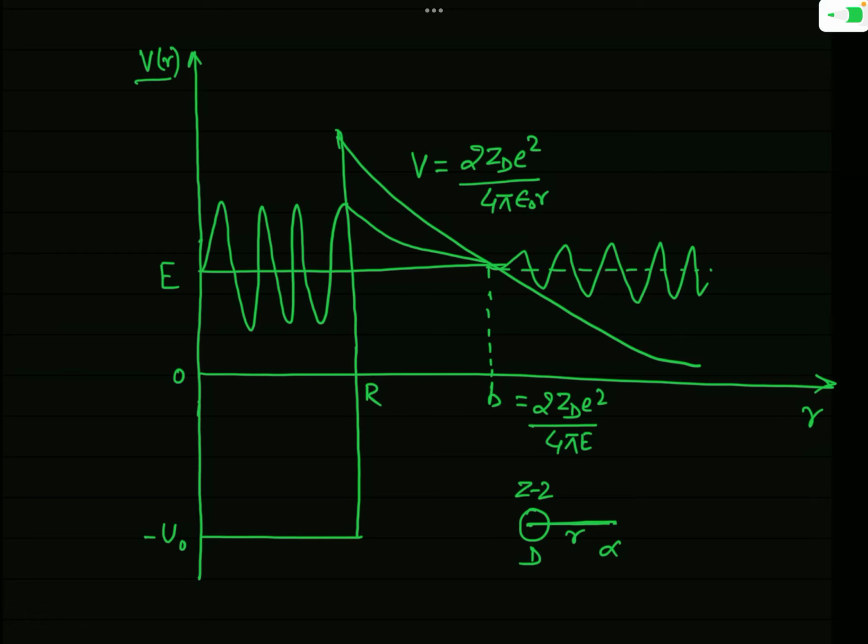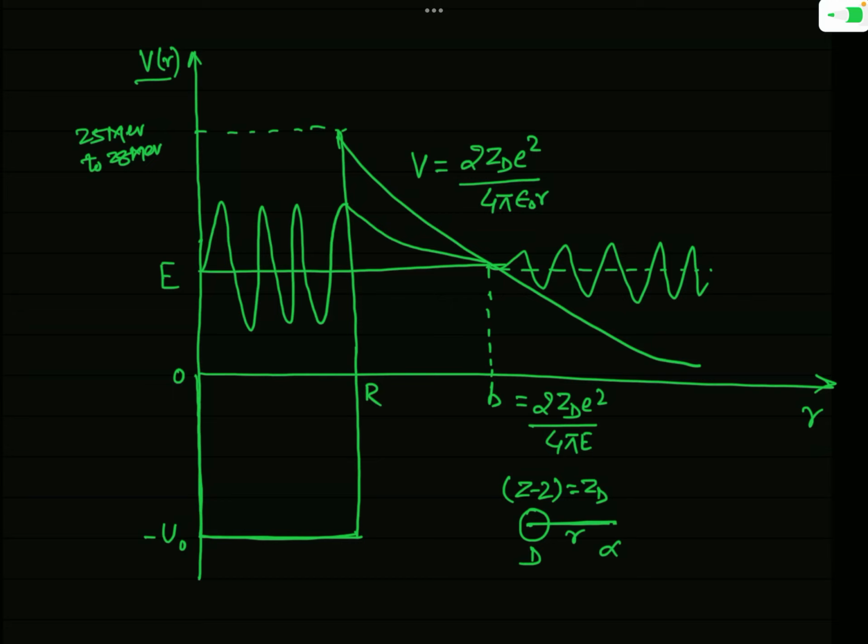Here you can see there is a potential well of depth minus U naught, and this potential well is terminated by the potential barrier, which is the Coulomb potential, given by V equal to 2 ZD e square over 4 pi epsilon naught R. Here ZD is equal to Z minus 2, which is the atomic number of the daughter nucleus. And you have seen in the previous lecture that the maximum value of V is almost 25 mega electron volt to 28 mega electron volt, slightly differing from nucleus to nucleus.